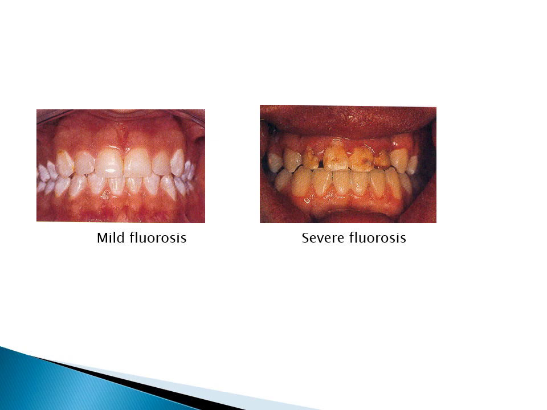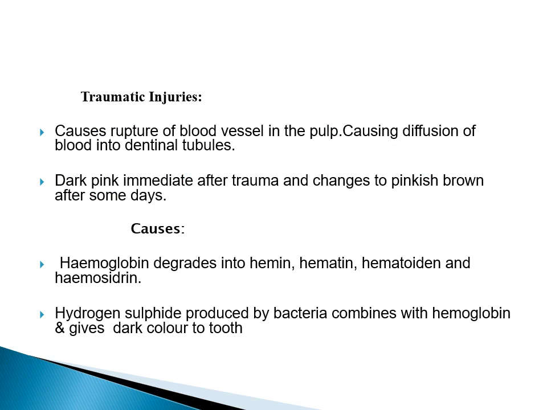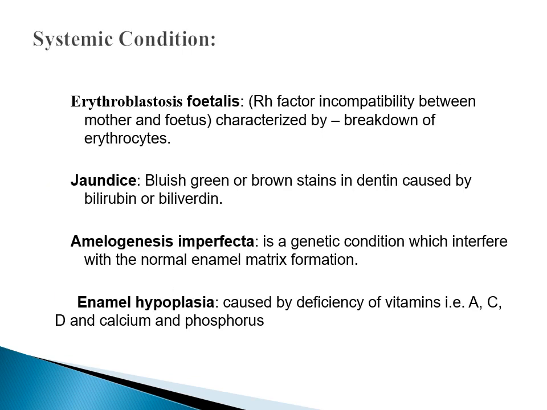Mild fluorosis, severe fluorosis. Traumatic injuries cause rupture of blood vessels in the pulp, causing diffusion of blood into dentinal tubules. Dark pink immediately after trauma and changes to pinkish brown after some days. Hemoglobin degrades into hemin, hematin, hematoidin, and hemosiderin. Hydrogen sulfide produced by bacteria combines with hemoglobin and gives a dark color to the tooth.